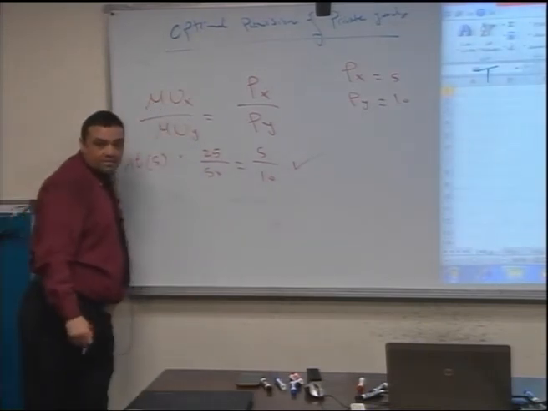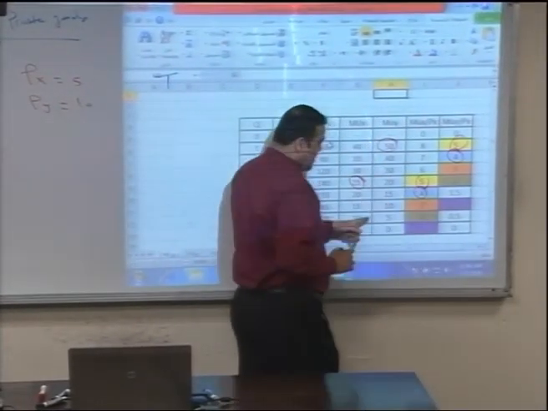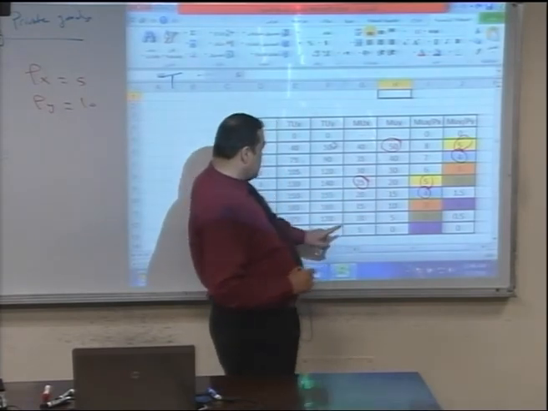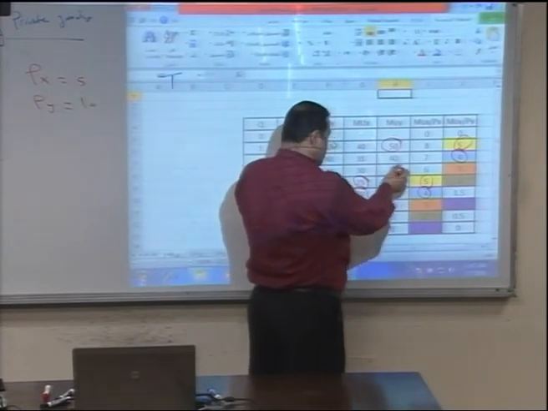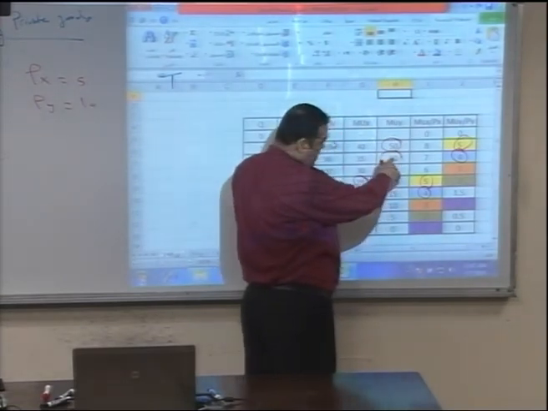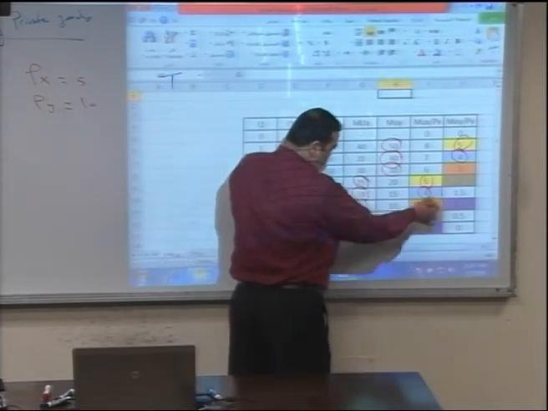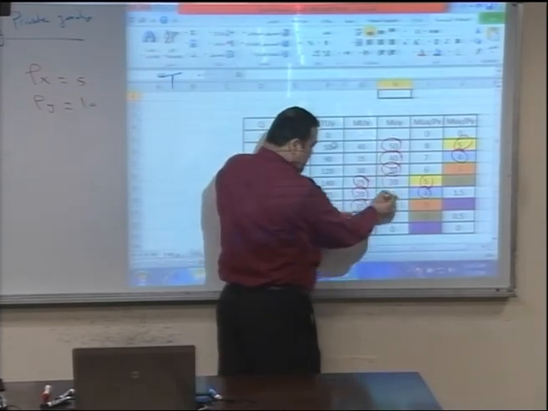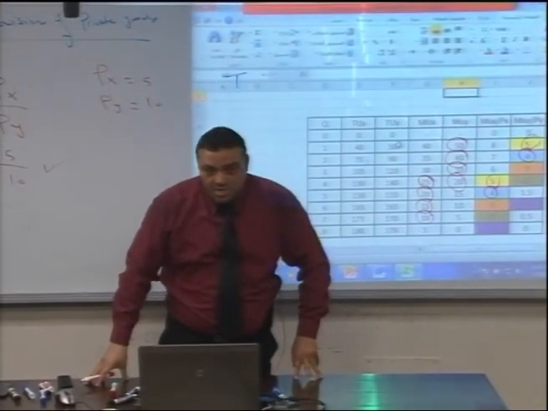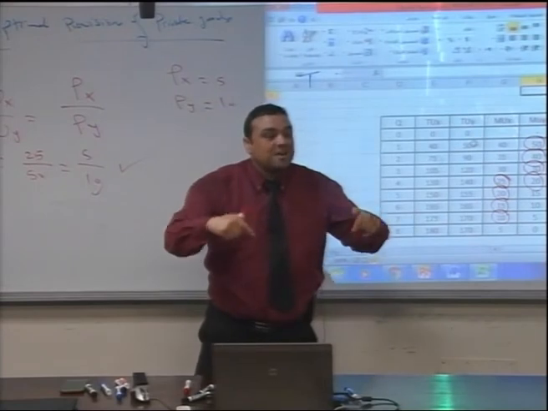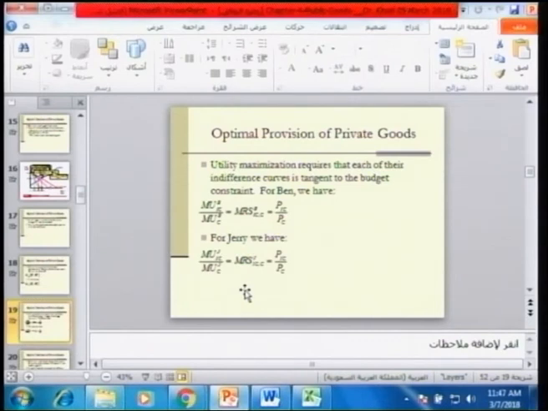Half equals half. At 4 here, MUx over MUy, 20 over 40 equals half. At 3, 15 over 30. At 2, 10 over 20. It's always half here. So this is the first order condition, which is represented here in this analysis.